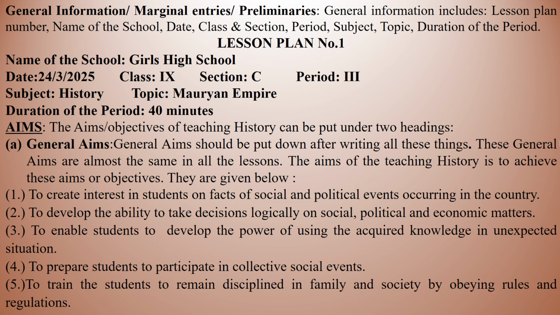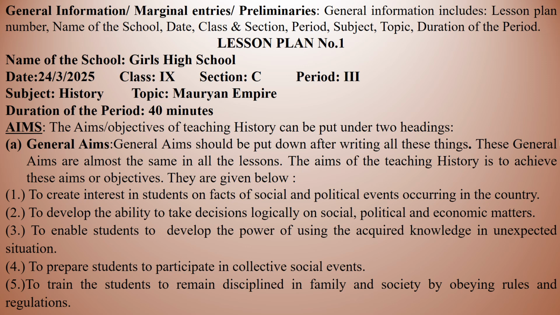After that, the name of the school is to be written, and so I have written the name Girls High School. After that, in date, I have written 24/3/25. In class, I have written 9, and in section, I have written C. The period in which I will be teaching is third, so I have written third. I am going to teach the subject history, so I have written history, and the topic I will be teaching is Mauryan Empire. The duration of my period is 40 minutes, so I have written 40 minutes.